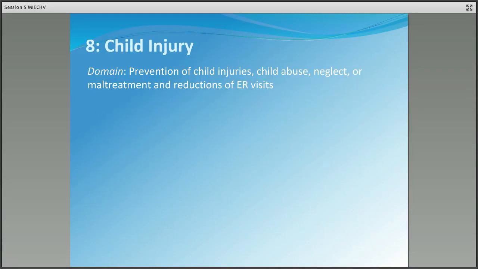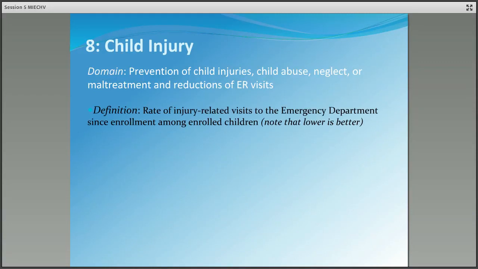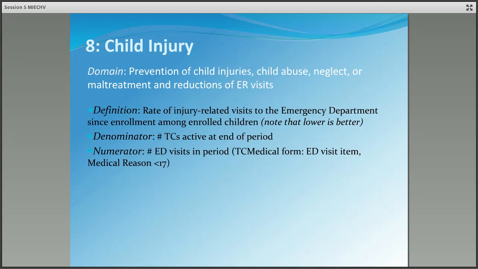The eighth item is child injury. The definition for this is the rate, or it's looking at the rate of injury-related visits to the emergency department since enrollment among enrolled children. Again, note that a lower number is better for this one. So the denominator is the number of TCs active at the end of the period, and the numerator would be the number of ER visits in the period. And we find these at the TC medical form ED visit item. It's medical reason number 17.